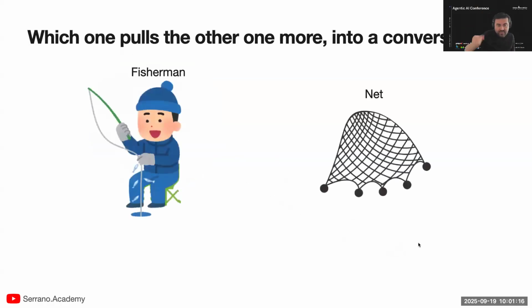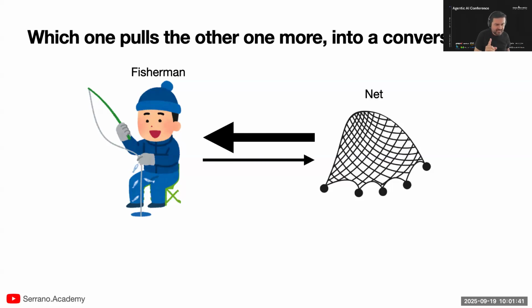So words have the same problem. Help me out. I have the word fisherman and the word net. Which one do you think pulls the other one more? Does fisherman pull net or does net pull fisherman more into a conversation? Good job. Everybody says fisherman pulls net. Amazing. Yes, fisherman pulls net more than net pulls fisherman.